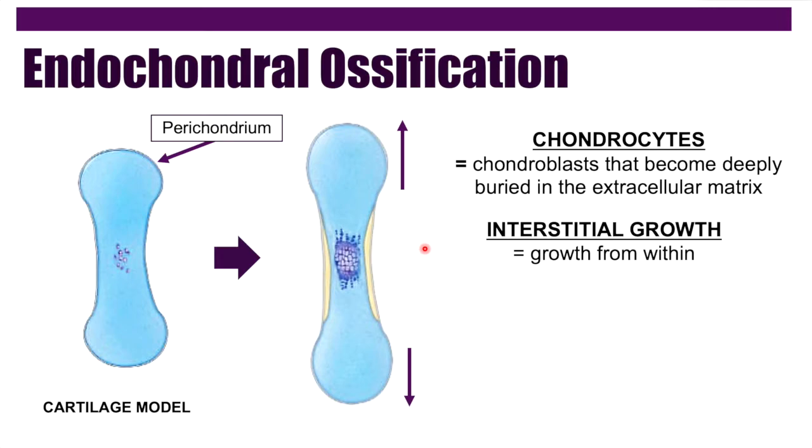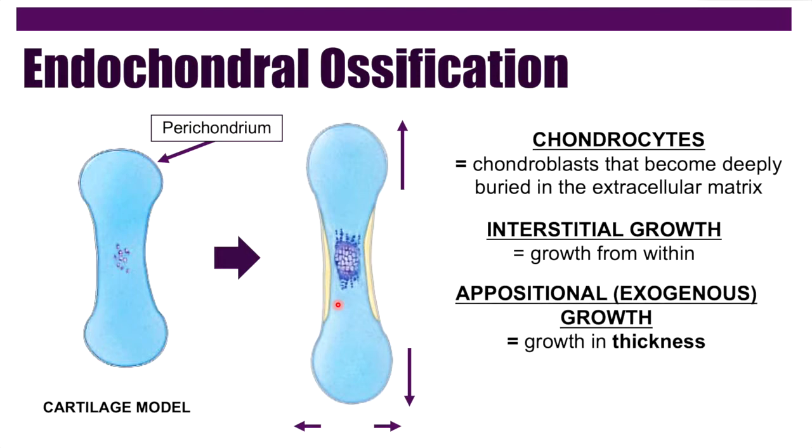The cartilage also grows in thickness, which is due mainly to the deposition of extracellular matrix material on the cartilage surface by new chondroblasts that develop from the perichondrium. This process is called appositional or exogenous growth.